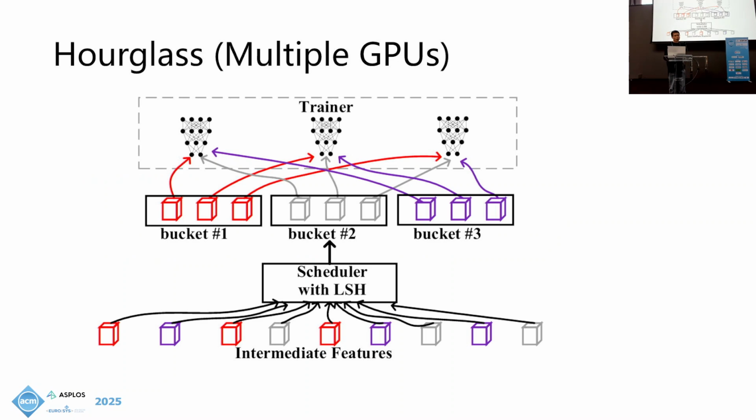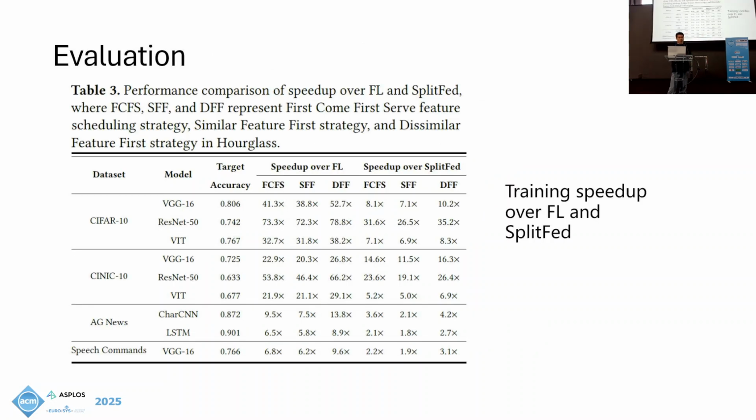So here is the multiple GPUs configuration for Hourglass. After the intermediate features arrive at the fed server, the scheduler will use the LSH strategy to assign the different intermediate features to the buckets, and then distribute the intermediate features to the server-side models. We also conducted some evaluation, but because of the limited time, we just skip the evaluation. Okay, the result is great.